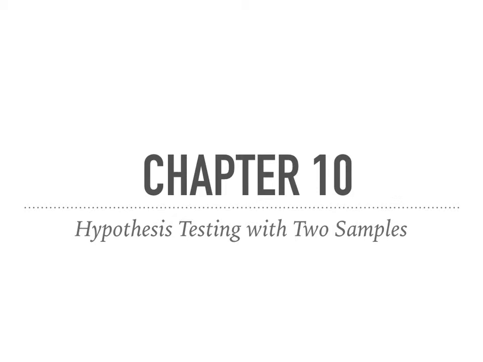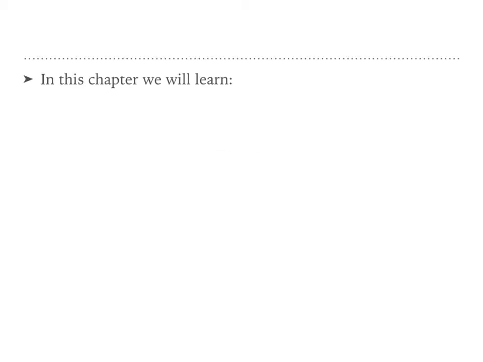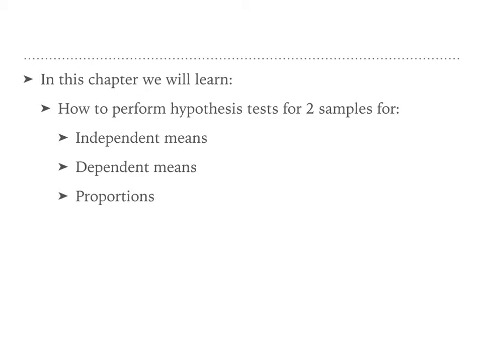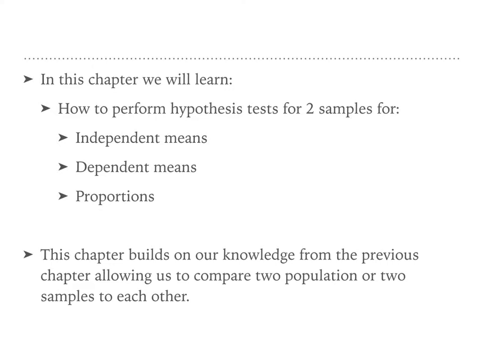In Chapter 10, we will continue our hypothesis testing, this time looking at hypothesis testing for two samples. In this chapter, we will learn how to perform hypothesis tests for two samples for independent means, for dependent means, and for proportions. This chapter builds on our knowledge from the previous chapter, allowing us to compare two populations or two samples to each other.